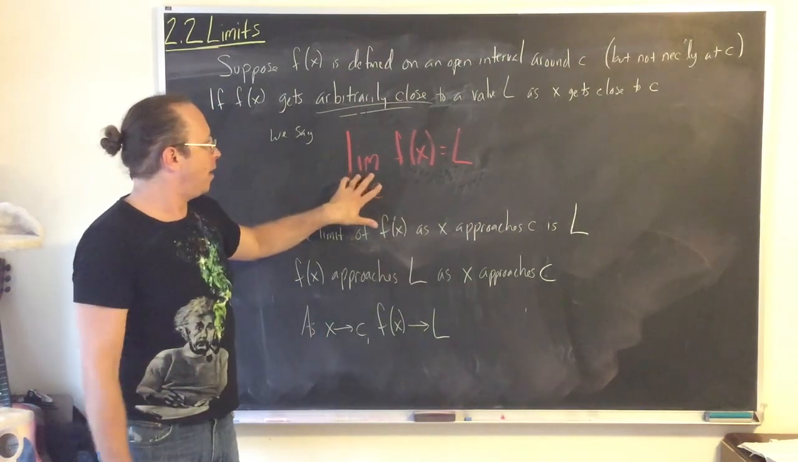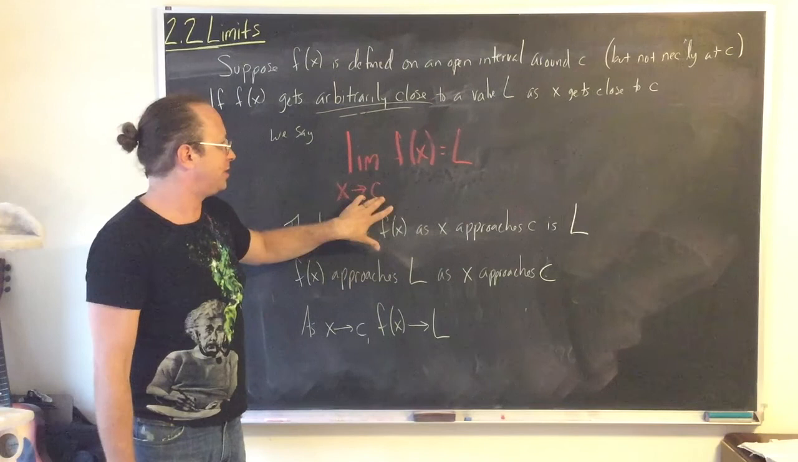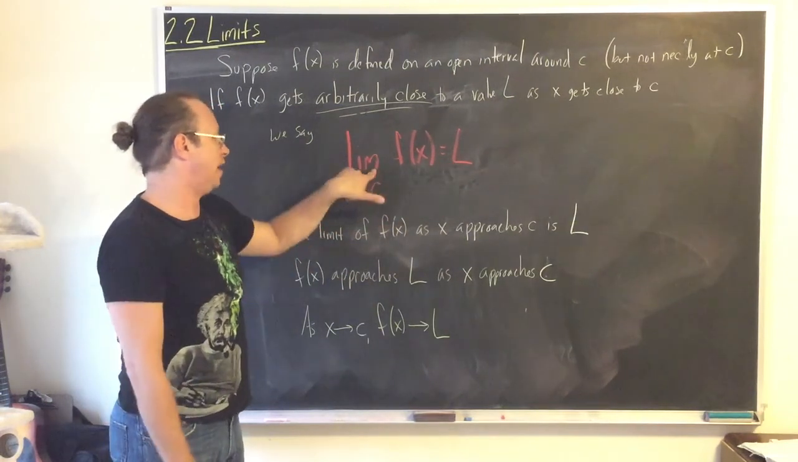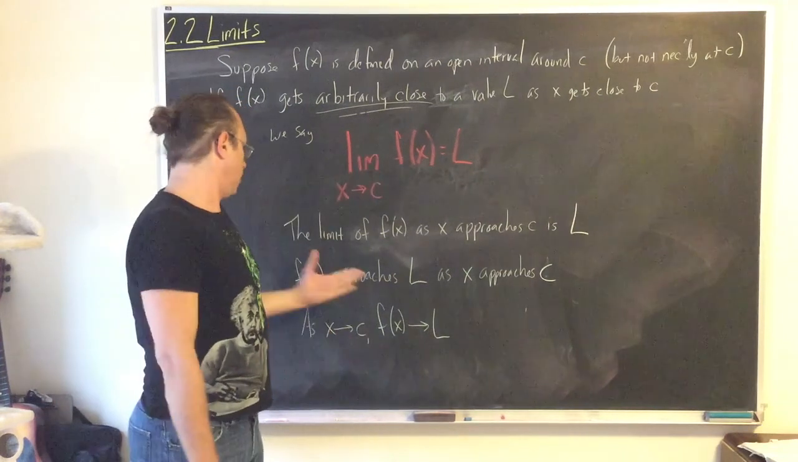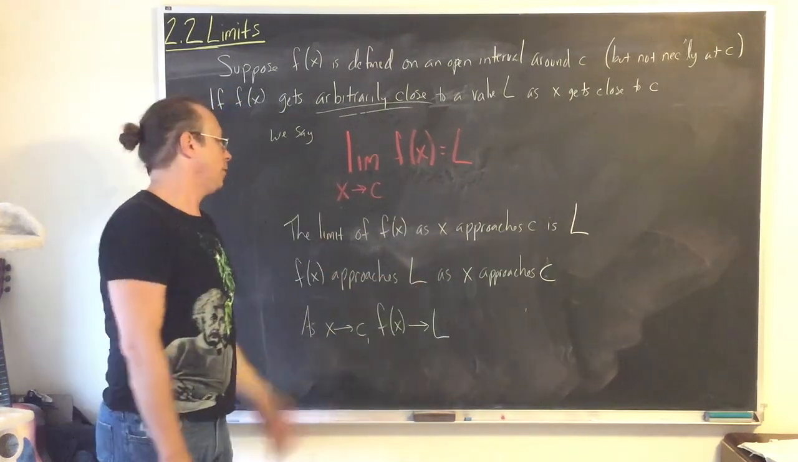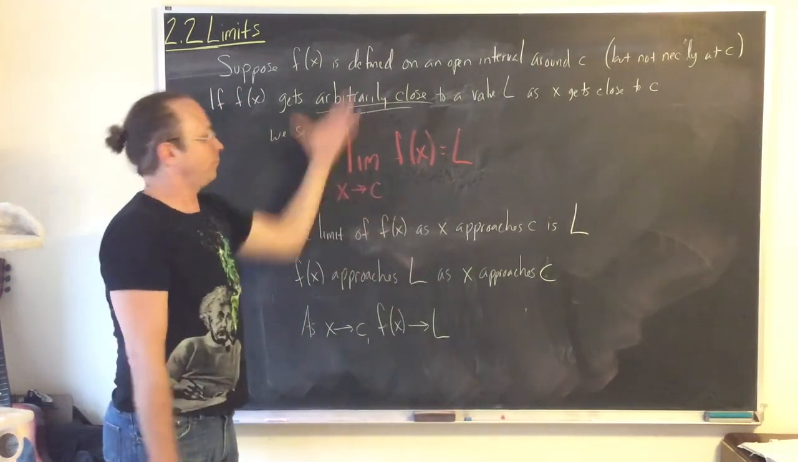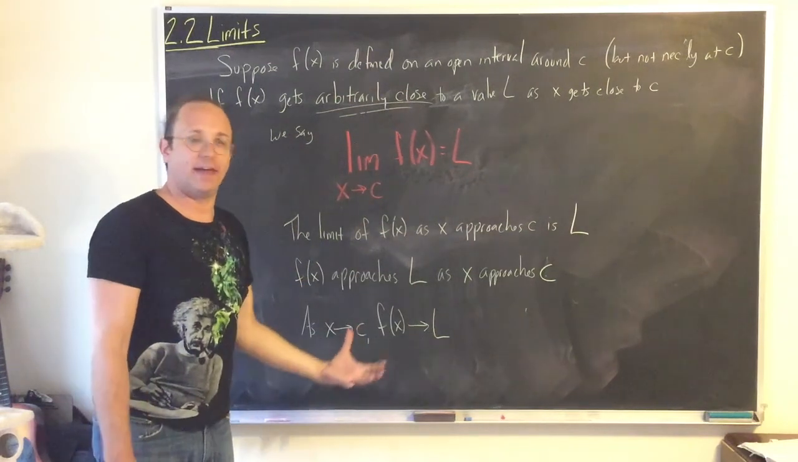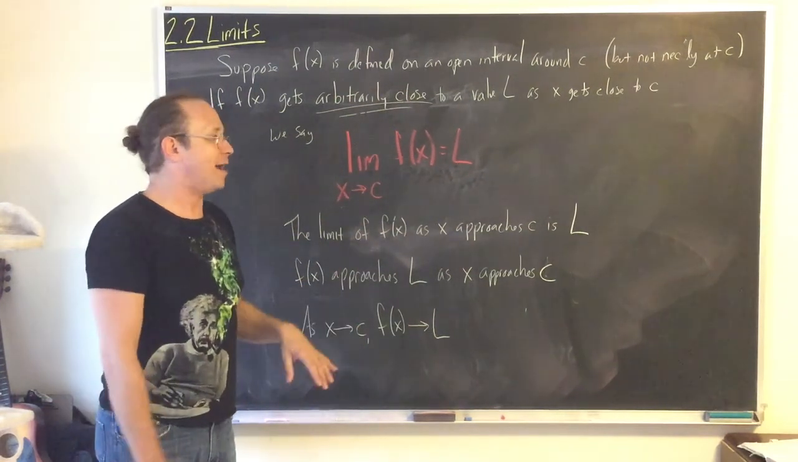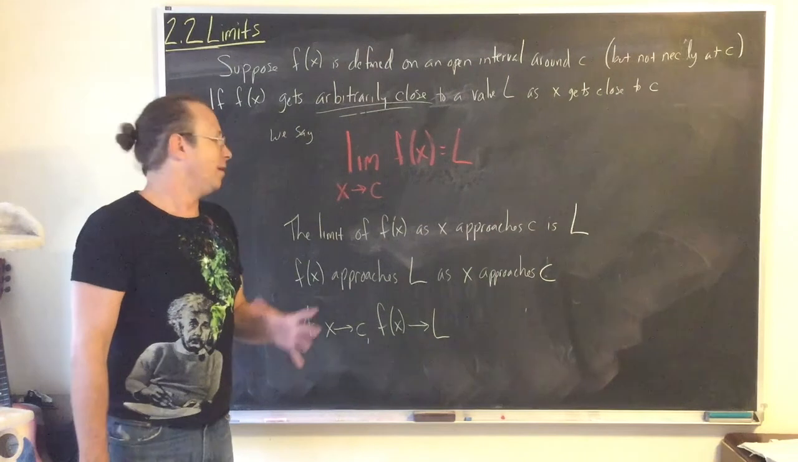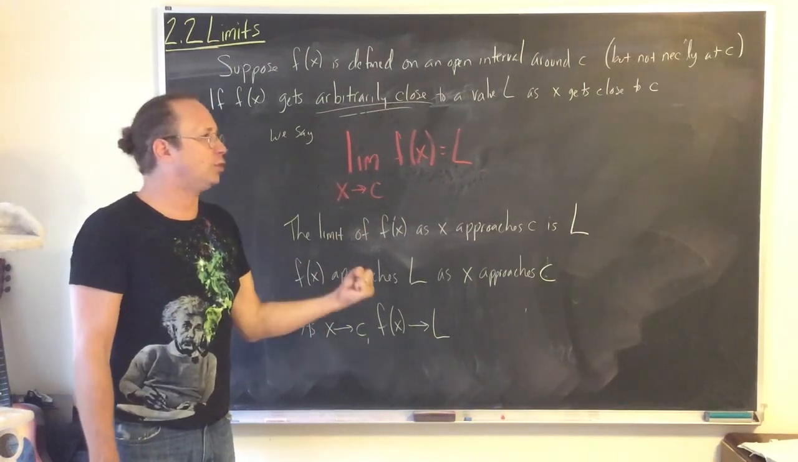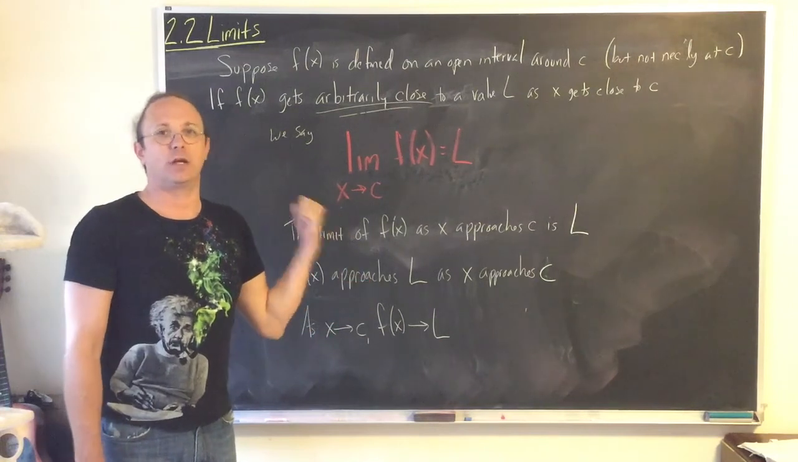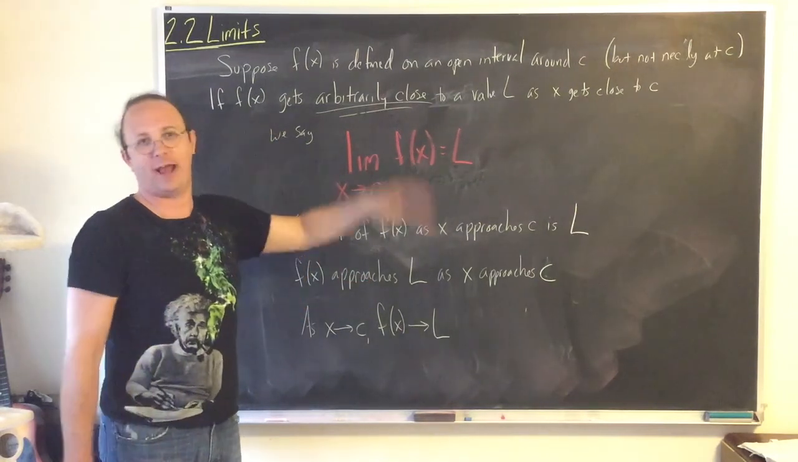So the limit of f of x as x approaches c is L, or you can say the limit as x approaches c of f of x is L, or f of x approaches L as x approaches c. All of these mean the exact same thing. So this is what we mean by a limit. But I think if we actually have some rules and some hard examples, it'll work a lot better than all this weird abstract stuff.